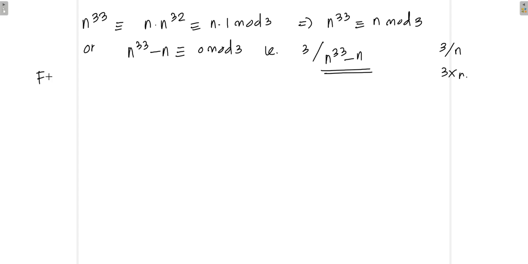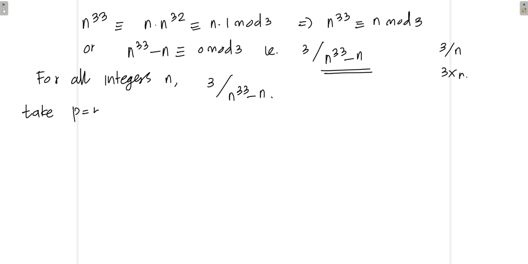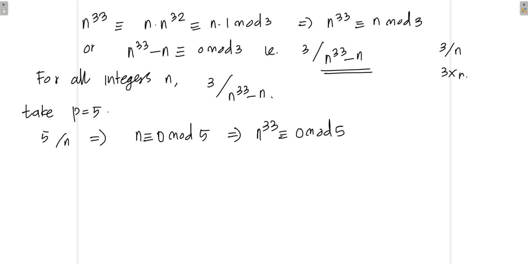So for all integers n, 3 divides n raised to 33 minus n. Okay. Similarly, അടുത്തത് എടുക്കുക. Take p is equal to 5. Then if 5 divides n, then n congruent to 0 mod 5. n is a multiple of 5. n in the powers is again a multiple of 5. So n raised to 33 is again congruent to 0 mod 5.